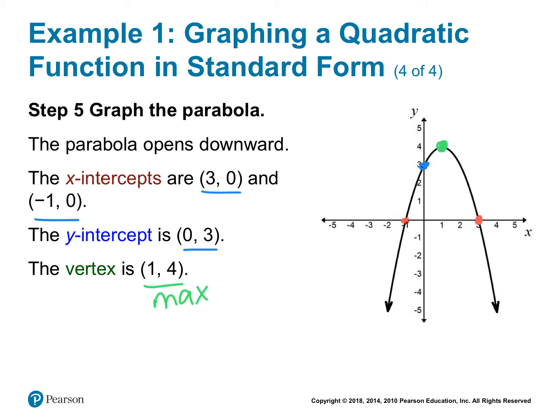If you're going to have a hard time making it, then you might want to pick another point, just try making a table of values. But this one, we found both x-intercepts and a y-intercept, so it's pretty easy to graph after that.